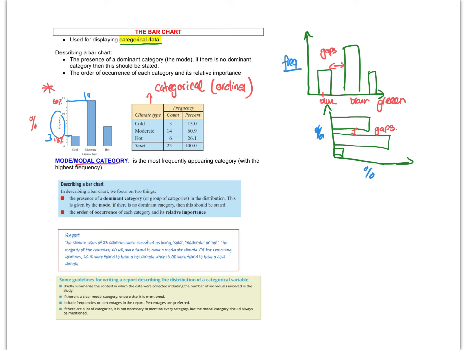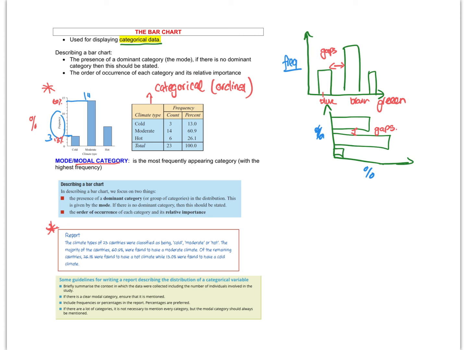Okay, so we're going to get these bar charts and we're going to have to describe them. When you describe it, you have to describe the dominant category. So for this one on climate, we would say the modal category was moderate temperature, with a total of 14 countries or with a total of 60%. And then you could say compared to hot, which was second highest with, you might say, 26%, and so on. So we've got a little example of a report. You can keep it brief. You can write a dot point.